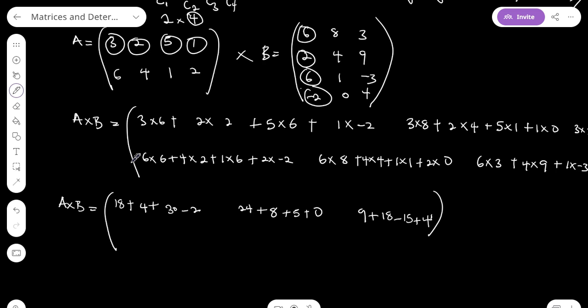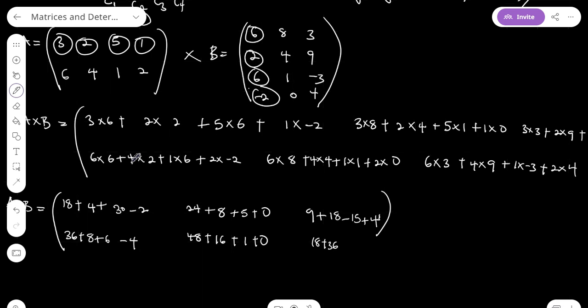6 times 6, second row now, is 36, plus 4 times 2 is 8, plus 1 times 6 is 6, plus 2 times minus 2, that is minus 4. 6 times 8 is 48, plus 4 times 4 is 16, plus 1 times 1 is 1, plus 2 times 0 is 0. Now, third column, 6 times 3 is 18, plus 4 times 9 is 36, plus 1 times minus 3 is minus 3, 2 times 4 is plus 8.